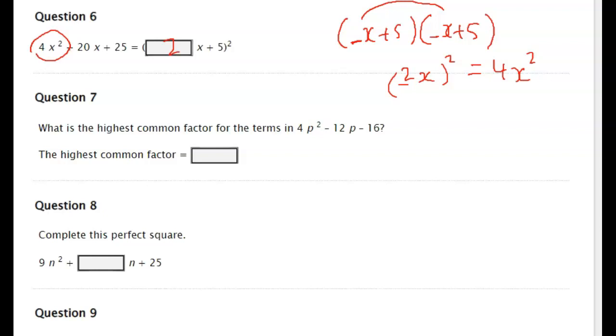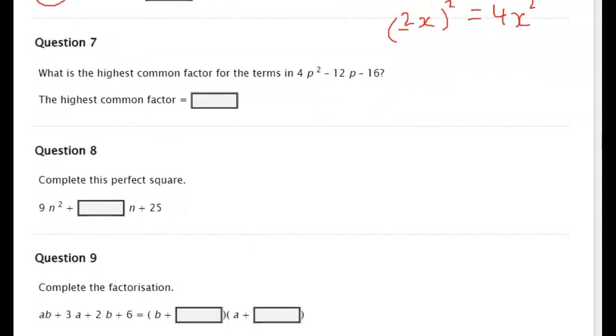The good thing about quadratics is you can always check your answer. So I'm just going to put the 2 in there now. So you can say 2x times 2x gives me 4x squared. 2x times 5 is 10x. Then we've got another 10x. So that gives us the 20x. And then the 5 times 5 gives us 25. So you can always go through and check your answer.